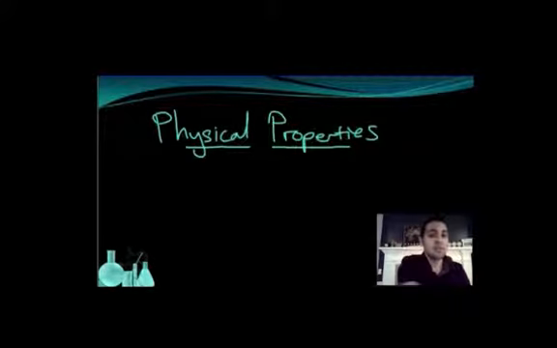So I have a cookie here, and this cookie has several physical properties. The shape is a physical property, the size, the volume, how much space it's taking up, how hard it is, how crumbly it is. These are all physical properties. The mass, another physical property.